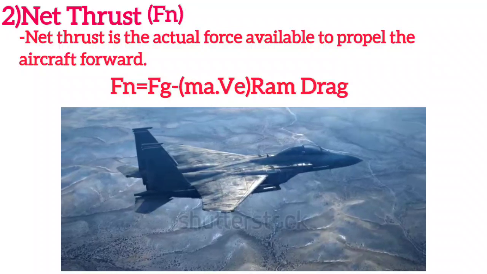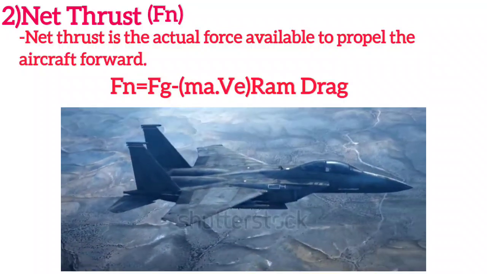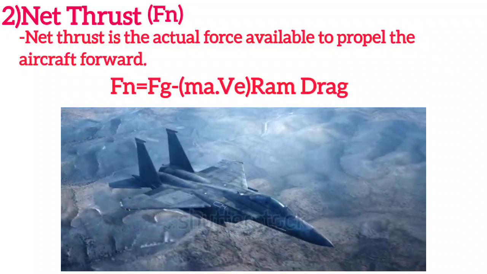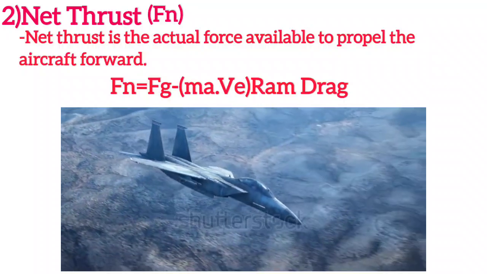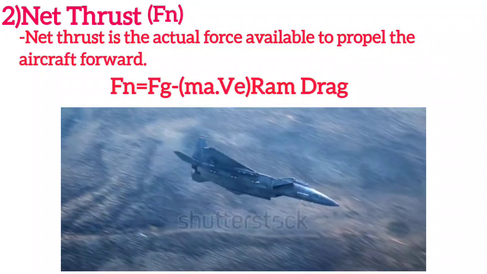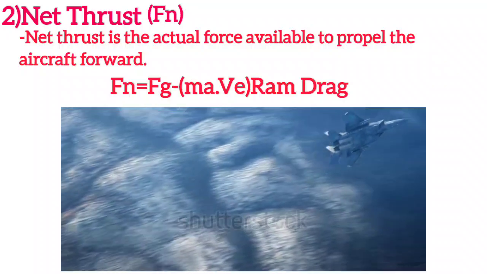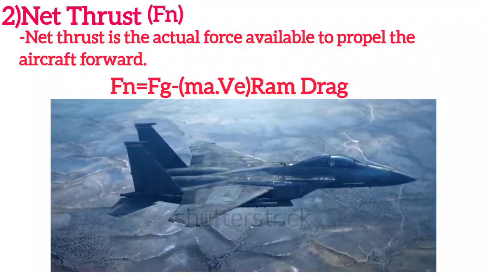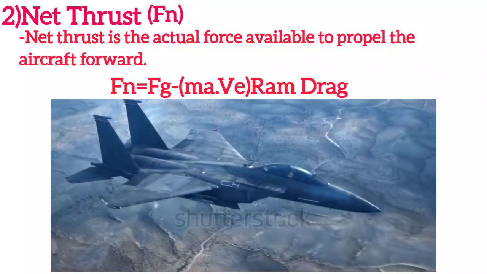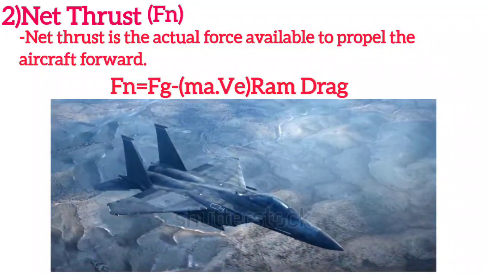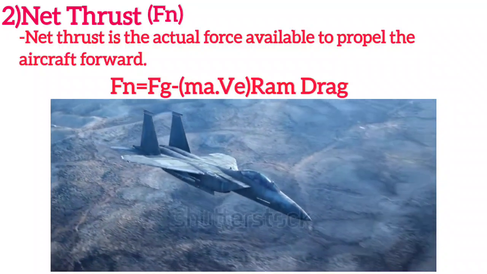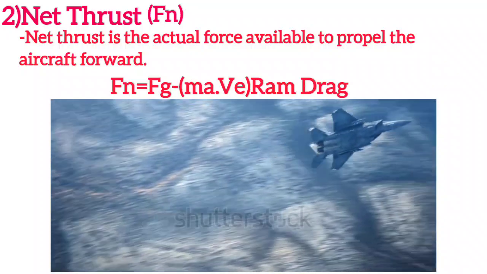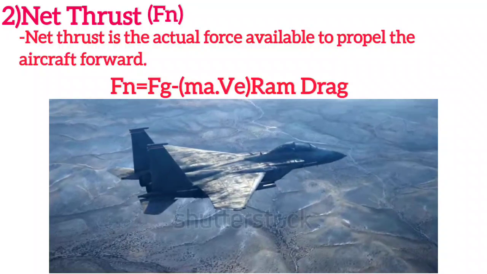Second, net thrust. Net thrust is the actual force available to propel the aircraft forward. To find the net thrust, we must subtract the ram drag from the gross thrust. Ram drag is the force required to slow down the incoming air to the engine's intake speed. For example, in a stationary engine, when the aircraft is at a standstill, the velocity is equal to 0. Then the net thrust is equal to the gross thrust.